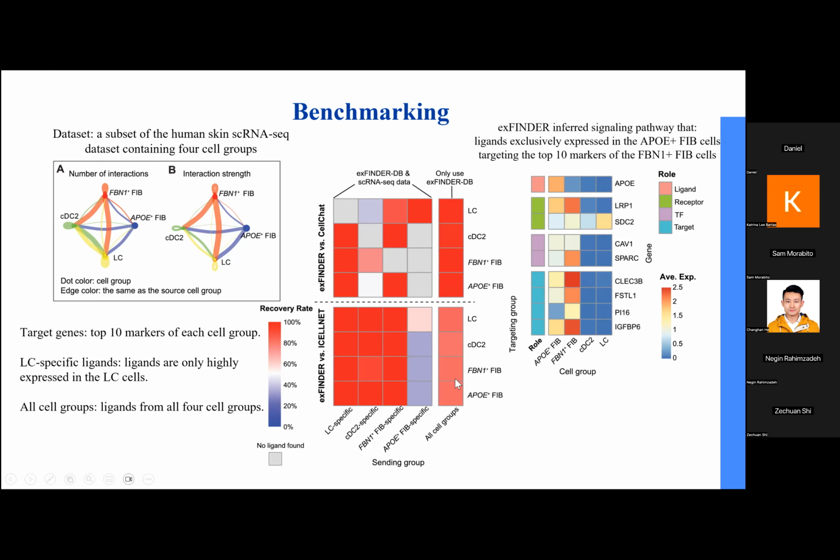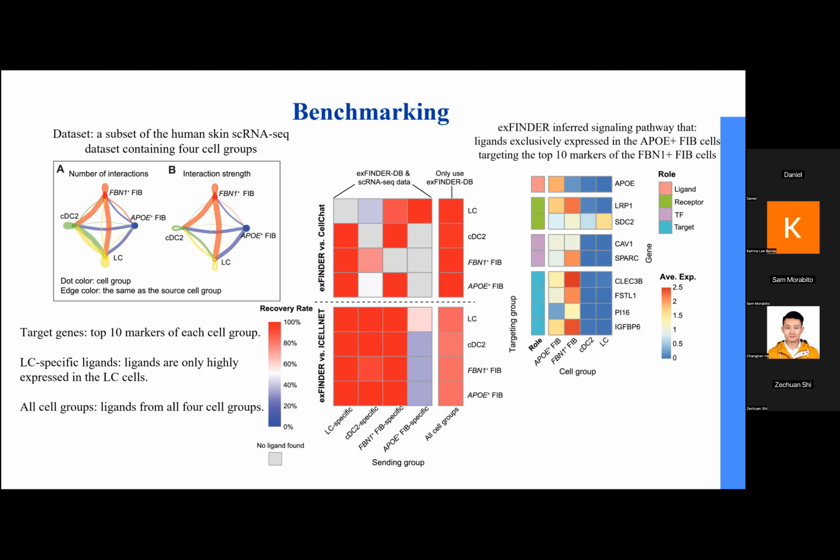On the right hand side, this column, we only use the Expounder database. We do not use the single cell data. We only want to test the comprehensiveness of this database, and we found that most of the inferred ligand receptor pairs can also be recovered by Expounder.